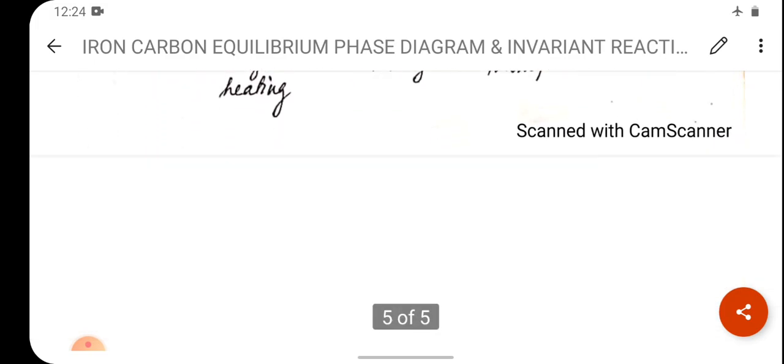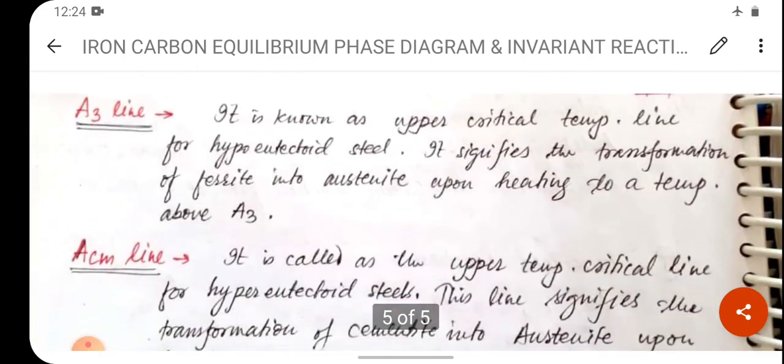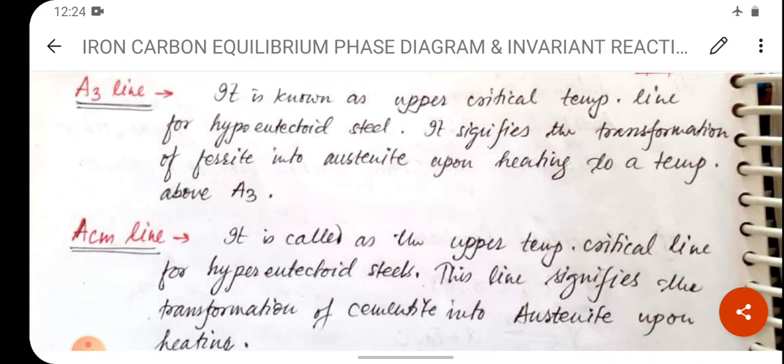Clear. Now the last two points of today's topic, that is the A3 line. A3 लाइन कहाँ पे था? It is known as the upper critical temperature line. You have to refer to the iron carbon diagram. I have written on this diagram where is the A1, where is the A2, where is the A3, where is the ACM. So no need to worry. It is known as the upper critical temperature line for hypoeutectoid steel. It signifies the transformation of ferrite into austenite upon heating to a temperature above A3.